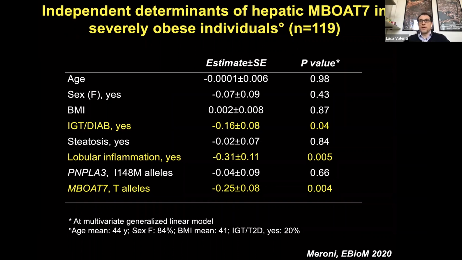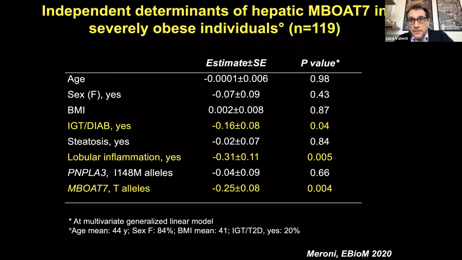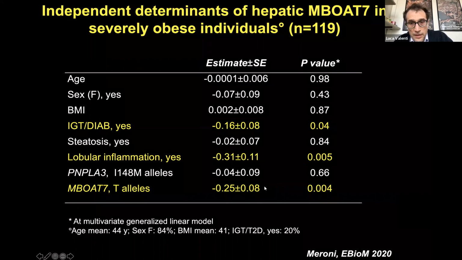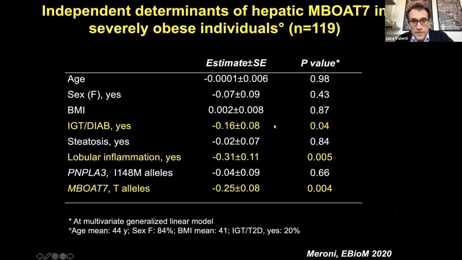What we have also recently highlighted is that the genetic background is not the only determinant of the expression of MBOAT7 in the liver, because this downregulation of MBOAT7 is not only due to genetic risk factors for liver disease in the MBOAT7 gene itself, but it's also associated with the severity of liver damage, in particular inflammation, as shown here in this cohort of patients with severe obesity, where we analyzed gene expression, but in particular in this and another cohort with the presence of diabetes and the severity of insulin resistance.